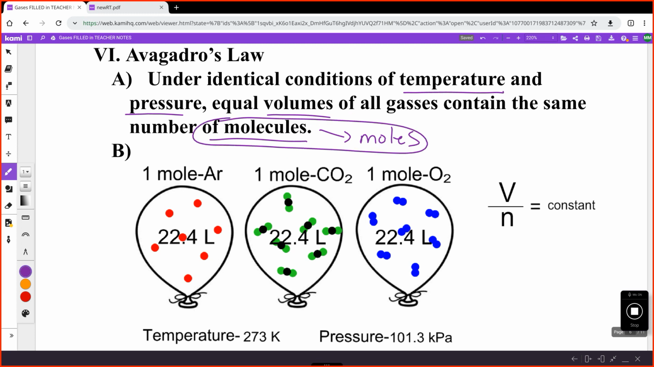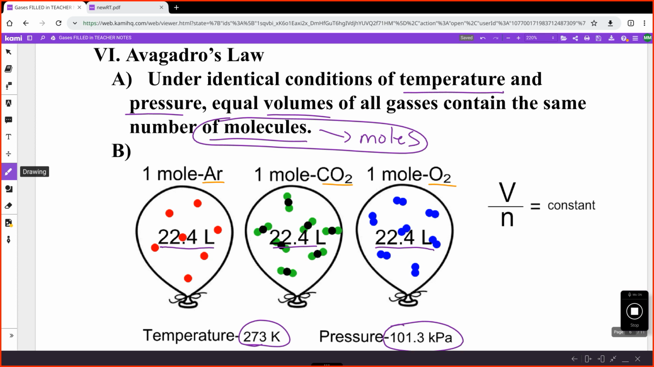And so we can look at this picture, right? The picture explains it all. The temperature of all three balloons here is 273, so identical temperatures. The pressure of all three of these balloons is 101.3 kPa, so they would all have the same pressure. Now, in addition, they have the same volume, 22.4 liters.